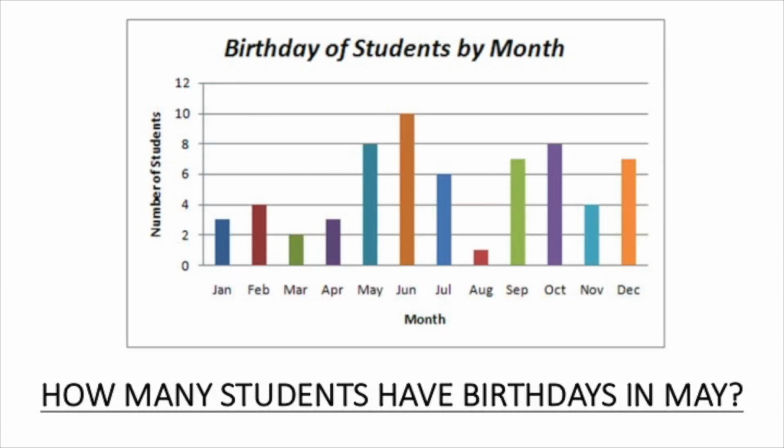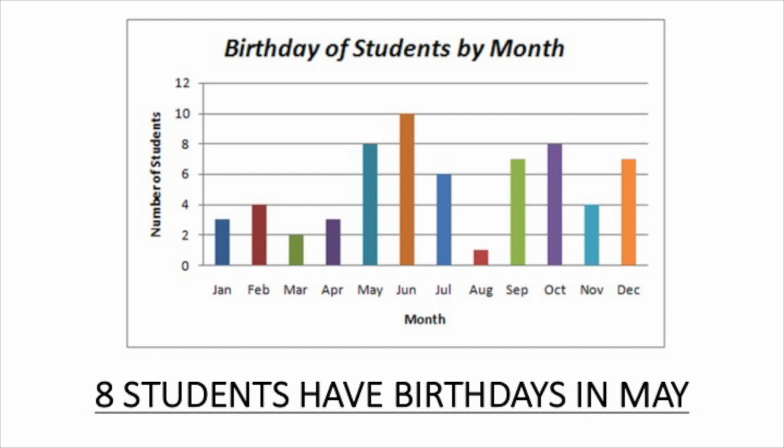So how many students have birthdays in May? And I'll give you a clue. It's the same as October that we just answered. So let's find May's month. Here's May, and then we'll follow May all the way to the top, and then we can look along, and what number have we reached? 8. So how many students have birthdays in May? 8 students have birthdays in May. Well done, guys.